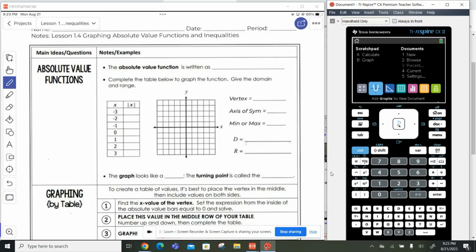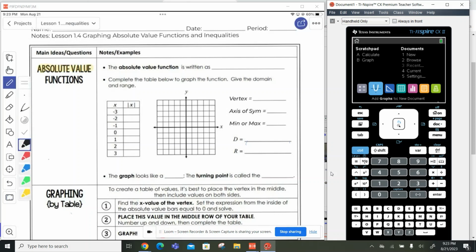Today we're going to be working on graphing absolute value functions. In line with this, we're going to discuss the properties of an absolute value function, such as the vertex, the axis of symmetry, the minimum or maximum, the domain, and the range. But before that, let us review what absolute value means.